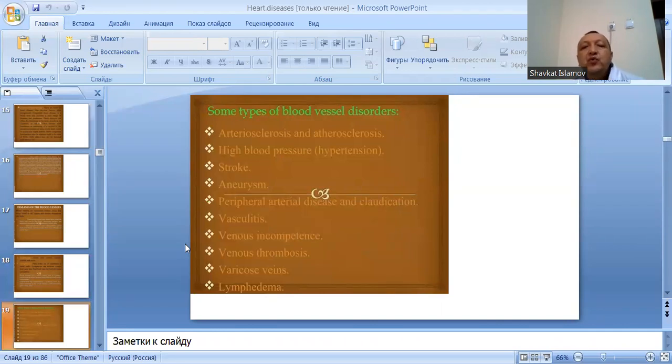Some types of blood vessel disorders: atherosclerosis and arteriosclerosis, high blood pressure, hypertension, stroke, aneurysm, peripheral arterial disease and claudication, vasculitis, venous incompetence, venous thrombosis, varicose veins, lymphedema.